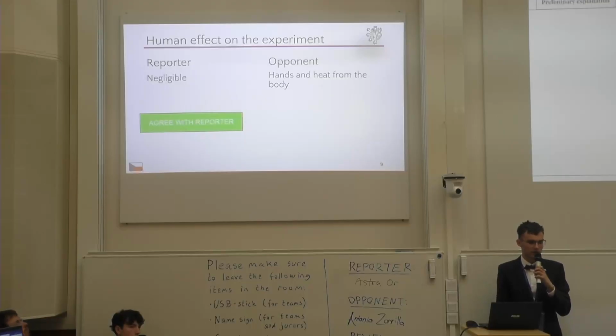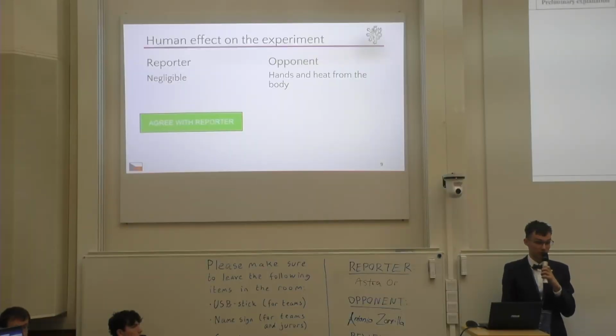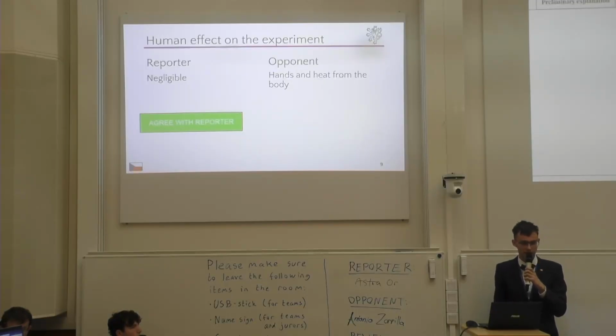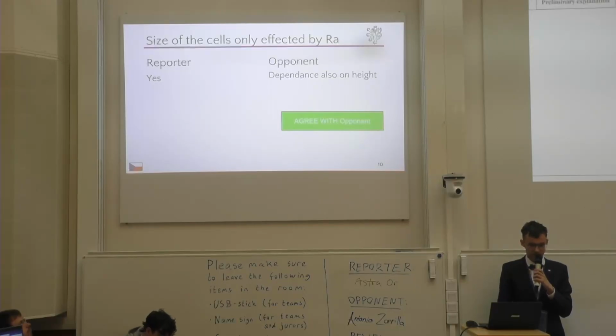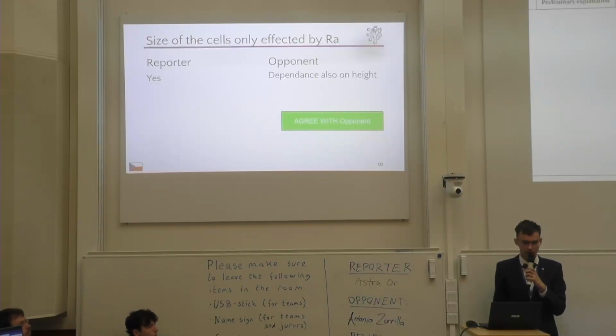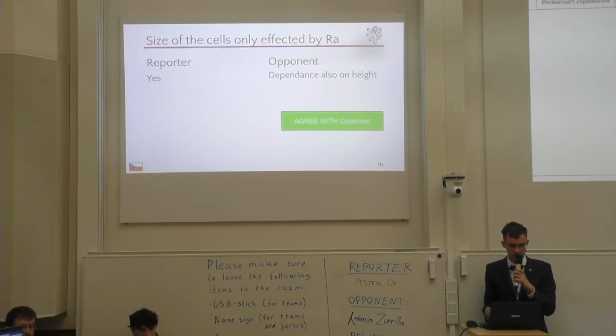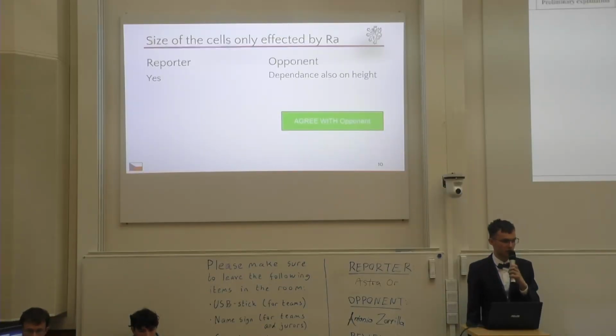The reporter was saying that their thermocouples were really small and that it didn't affect the experiments. But the opponent said that the hands and the heat from the body were important for the measuring of temperature, which I think is not true for this case. So we agree with the reporter. And also, the reporter said that the size of the cells is purely affected by the Rayleigh number, but we agree with the opponent that it also depends on the height. So in conclusion, I think that this is all for me, and I thank you for your attention.